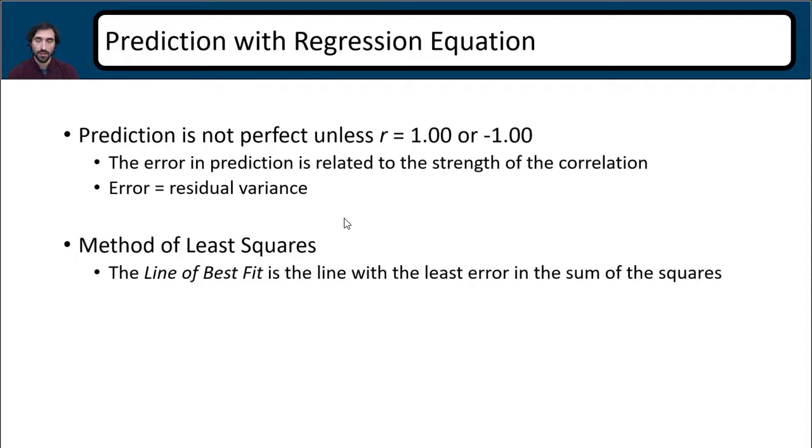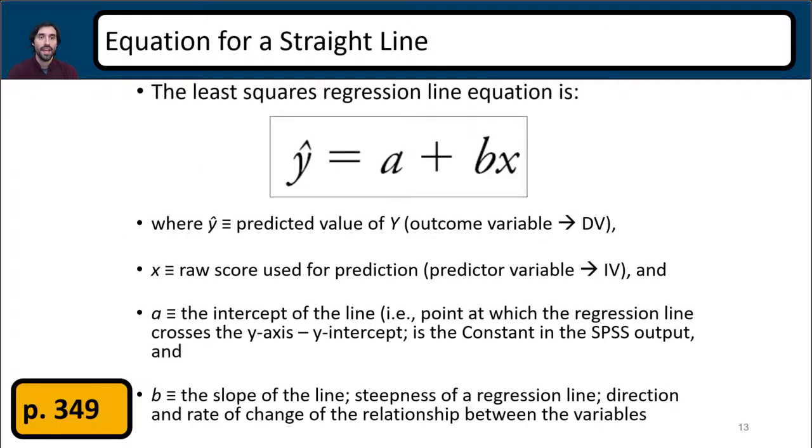Okay. So with our prediction, it's always going to be between -1 and +1, just like with the correlation. And the error in prediction is related to the strength of the correlation. So this is known as the method of least squares. Basically, we can calculate, based on a given x, where that y is going to be, and this is our equation.